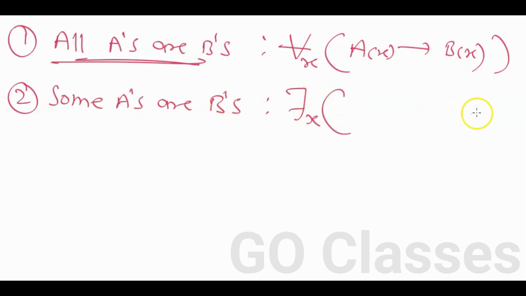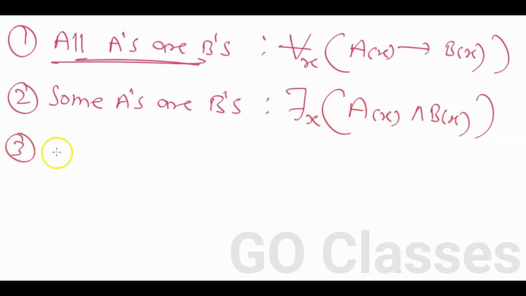It means at least one A. There is something which is A and which is B. So at least one A is B. At least some element is A and B. Okay. Next, the next template is no A's are B's.